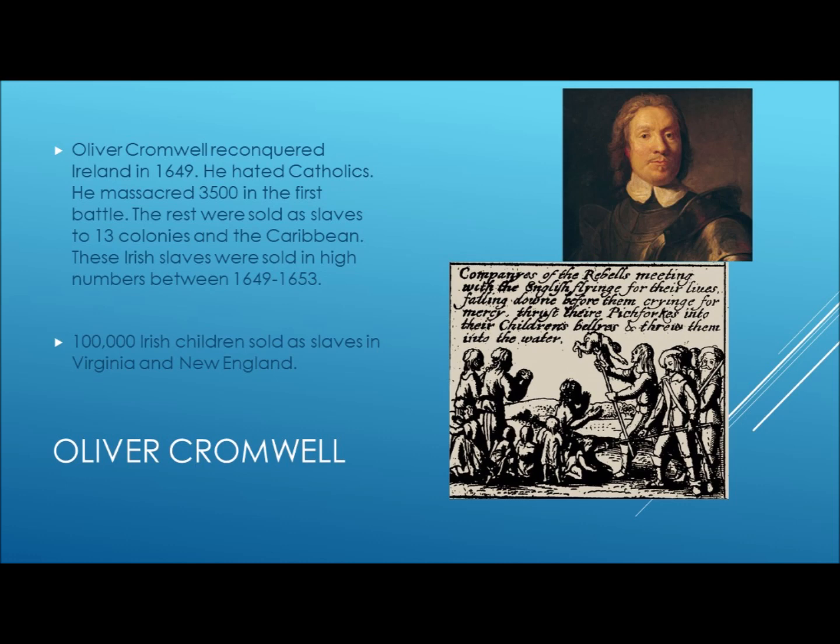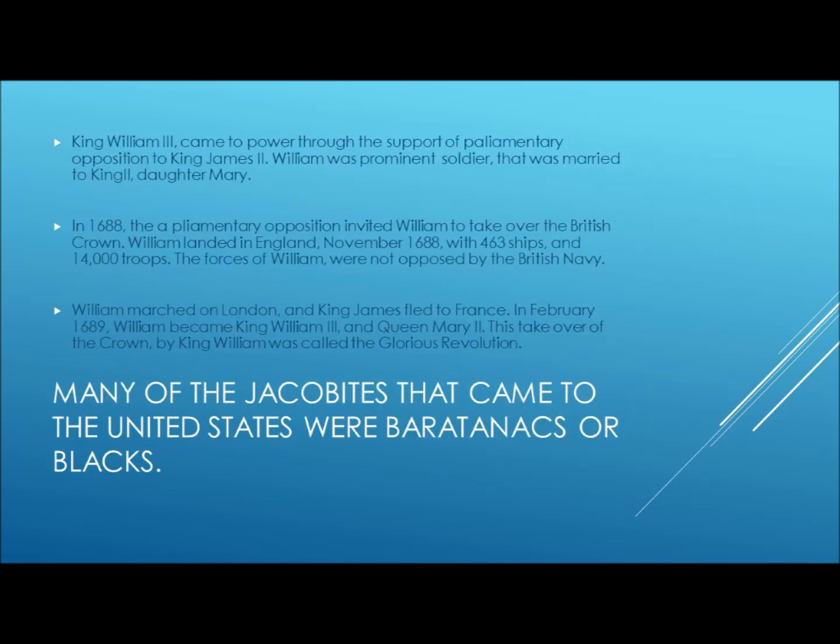Sometimes when you think about the things that Europeans can do to other people, it's unimaginable because you couldn't do it. King William III came to power through support of parliamentary opposition to King James. William was a prominent soldier that was married to the king's daughter Mary. In 1688, the parliamentary opposition invited William to take over the British crown. William landed in England in November 1688 with 463 ships and 14,000 troops. The forces of William were not opposed by the British Navy. No, because they wanted to get rid of that Black king and put a Caucasian in his place.